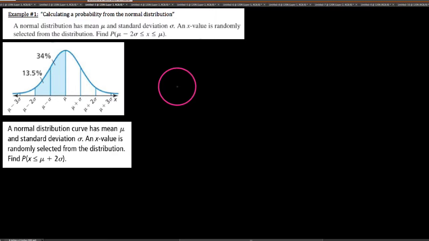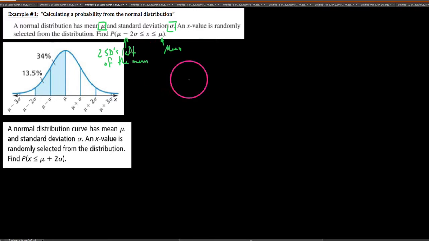I'm going to look at a couple of pure examples here of just calculating some probabilities using our empirical rule. For this first example, you can see that it's already kind of sketched out for us here. It says that a normal distribution has a mean of mu and a standard deviation of sigma. It says an x value is randomly selected from the distribution. Let's find the probability that x is greater than or equal to the mean minus 2 standard deviations, but at the same time is less than the mean. So we'd say that this is the mean right here, and this is 2 standard deviations left of the mean.